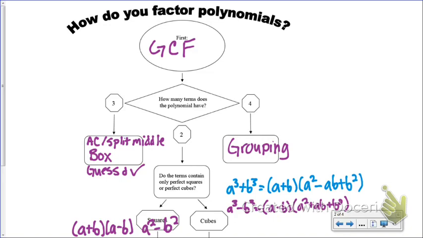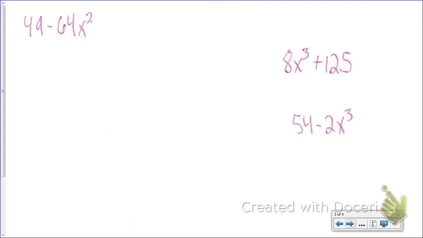A lot of you learned a way to remember those signs. A lot of you learned it with SOAP, which stands for the same sign, then the opposite sign, and then always positive at the end. Okay, so what we're going to do is go through a couple of different examples of all the different kinds of factoring that we're going to have.